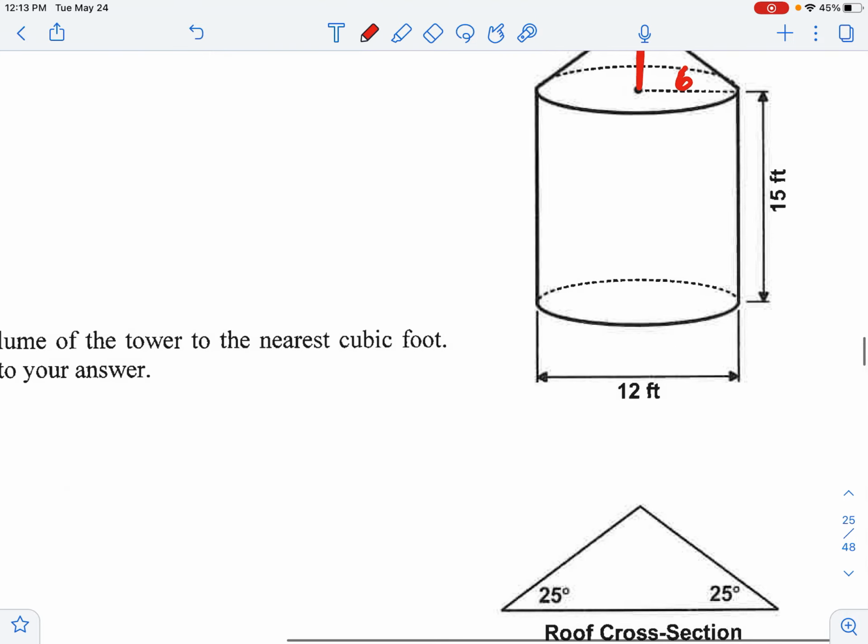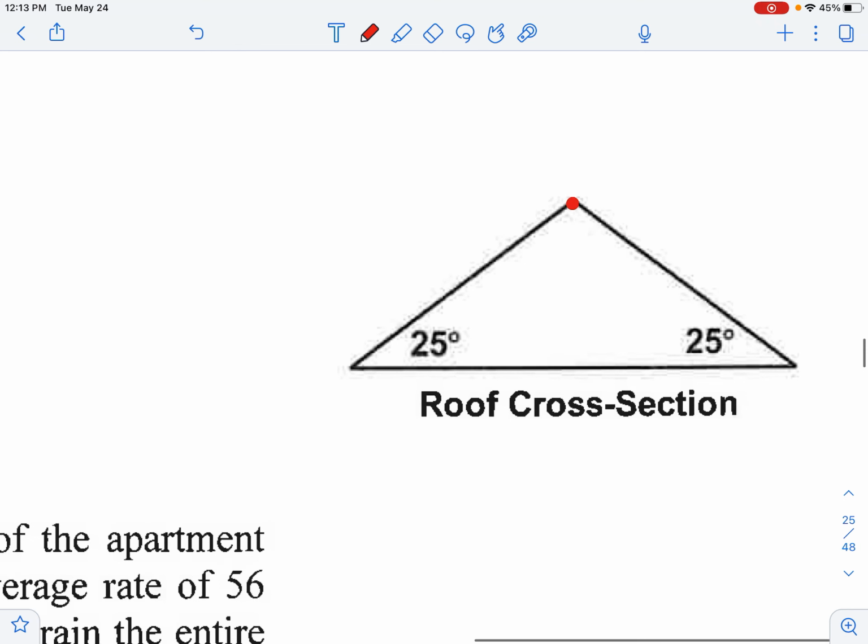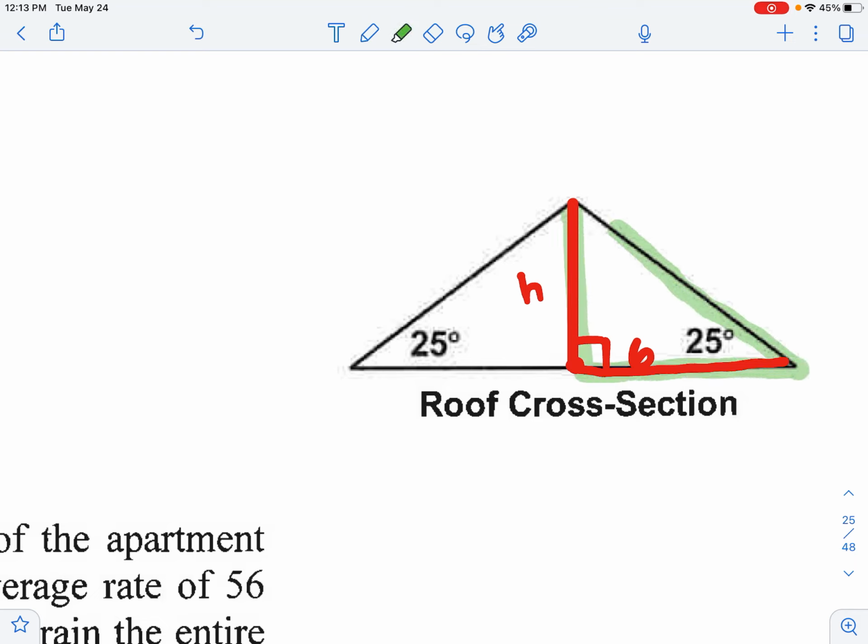Okay, and the next thing here is they give us this cross-section of the roof. So we want to find this height. We have that this is 6. Okay, so we have an angle measurement. We have a right triangle. Hopefully you're thinking that, hey, we could use trig for this.